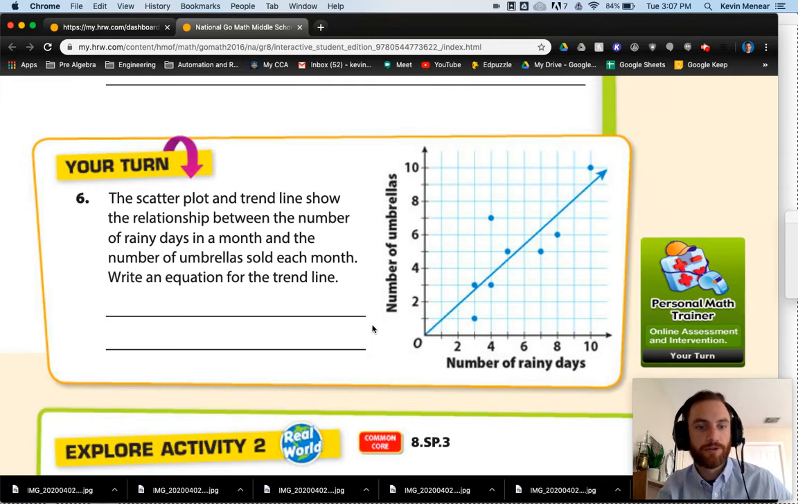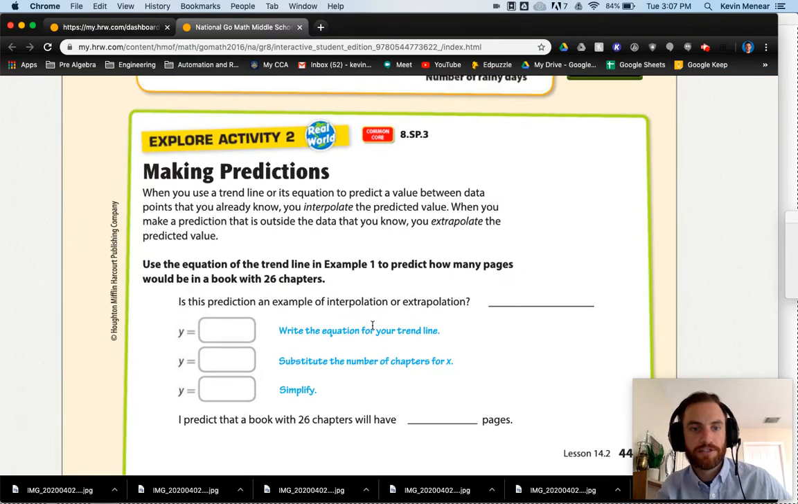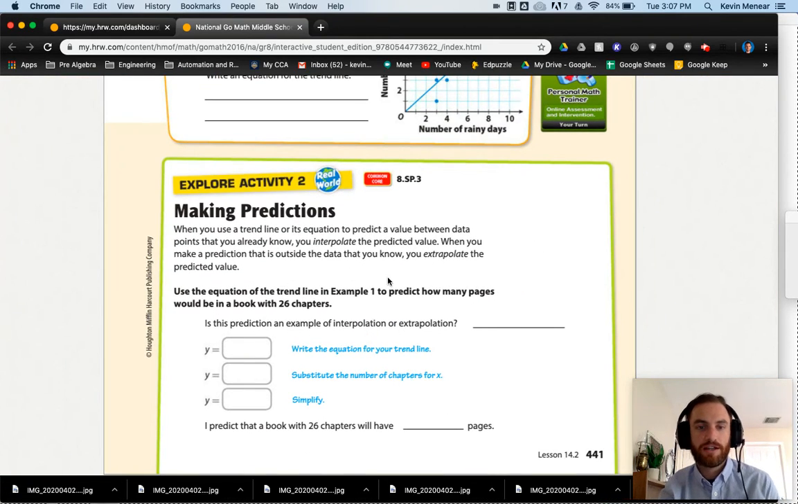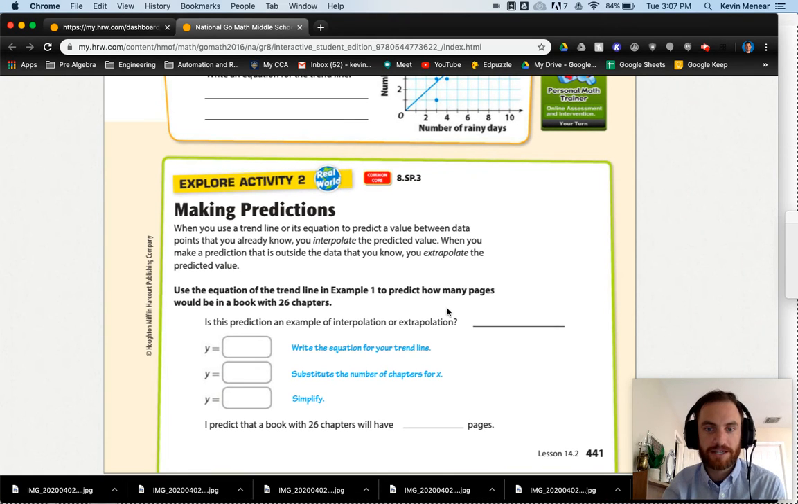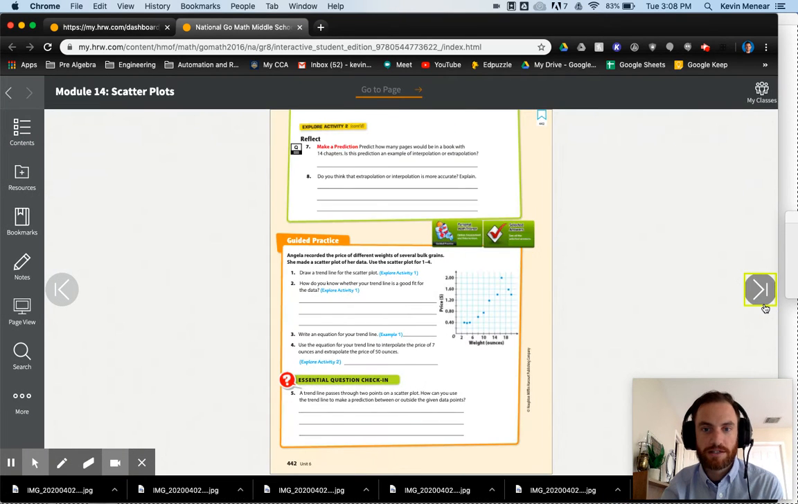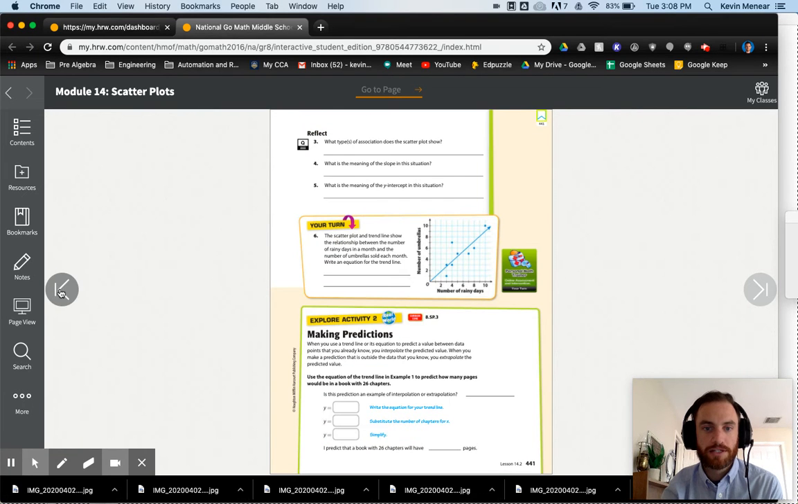All right, moving forward. Explore activity two. When you use a trend line or its equations to predict a value between data points that you already know, you interpolate the predicted value. When you make a prediction that's outside of the data you know, you extrapolate. Okay, so what is this talking about here? Interpolation versus extrapolation.